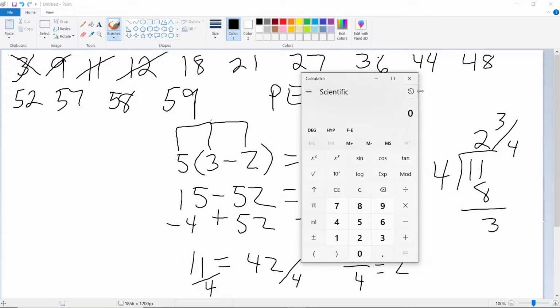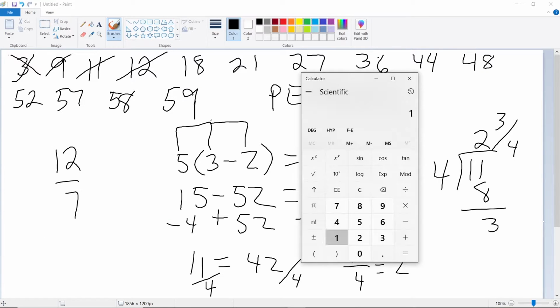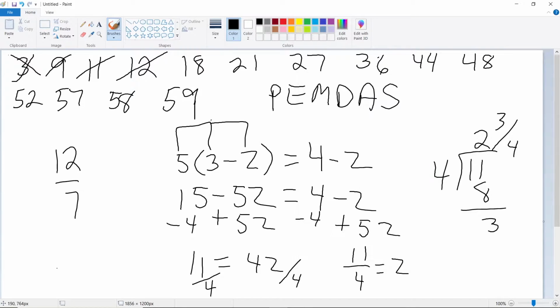Let's do another one just to see it. Let's say we wanted to know what 12 sevenths equaled, and we wanted to do it on the old calculator. So 12 divided by 7 equals 1.74 and so on. So we subtract the whole number, and we multiply that decimal by what we originally divided by, and so it would be 1 and 5 sevenths. See? So we can easily do those on the calculator.